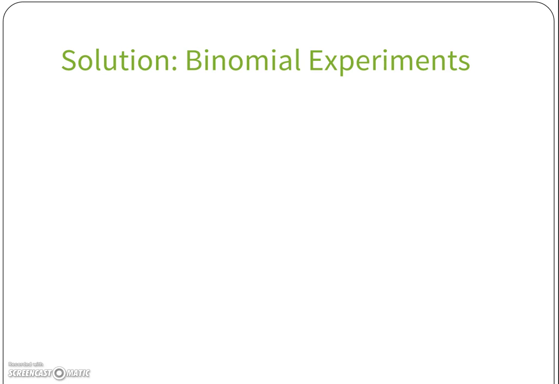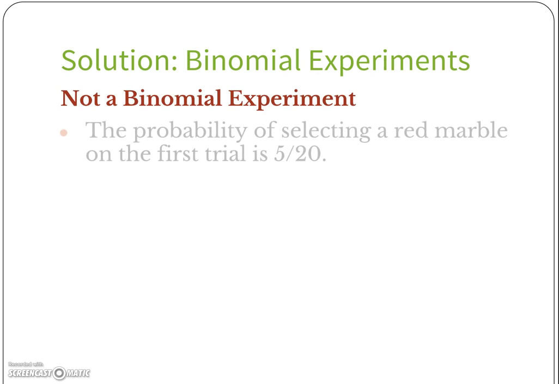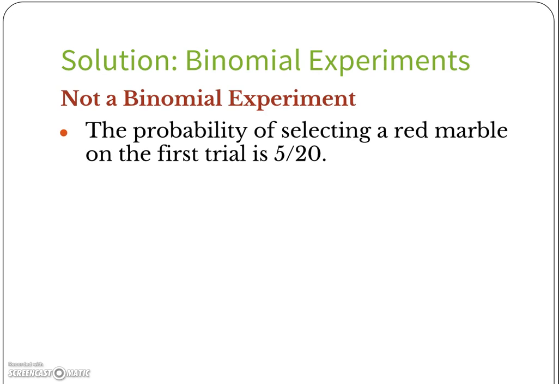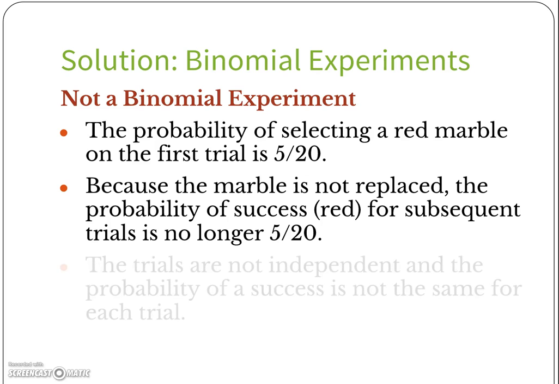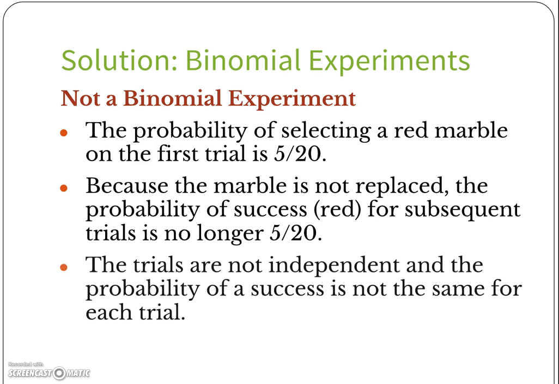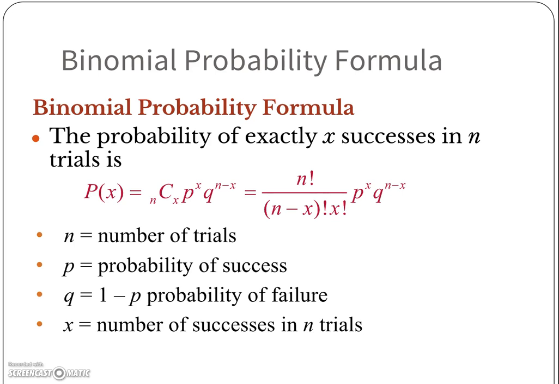So for this one, the solution: it's not a binomial experiment because the probability of selecting a red marble the first time was 5 out of 20, because there were 5 red marbles out of 20 total. Because the marble is not replaced, the probability for the second one to be red is no longer 5 out of 20, because there's only a possibility of 4 red out of 19 total that are left in there. So since the trials are not independent and the probability is not the same for each trial, this makes it so that it is not a binomial experiment.